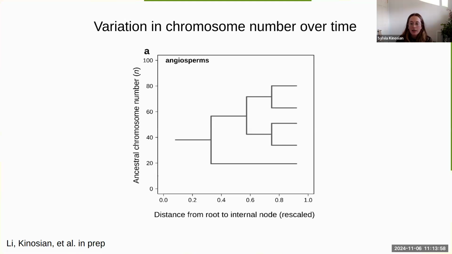I have a cartoon phylogeny on this figure just to help you conceptualize how these numbers are represented. From left to right, we're moving through evolutionary time, from the root of the phylogeny, or the earliest diverging lineages, all the way through to extant species in modern day. So we're looking at how chromosome number may have changed over time based on the phylogeny.